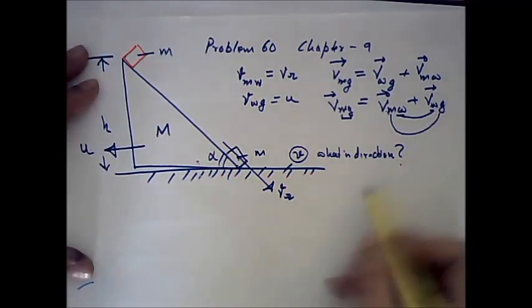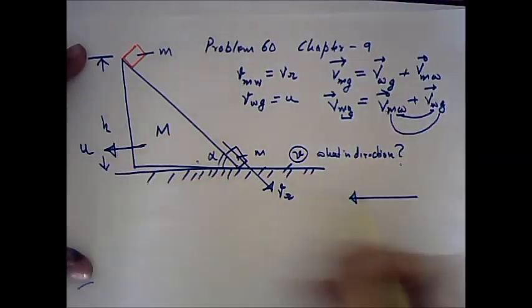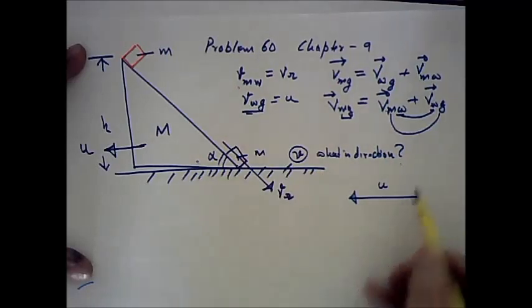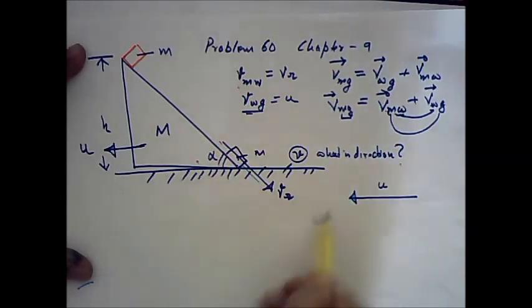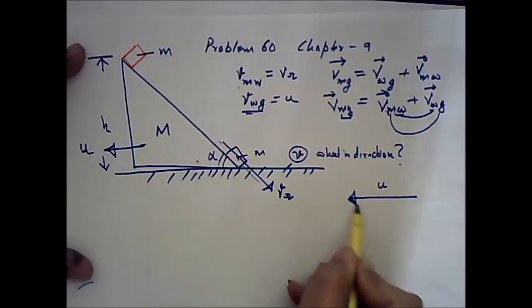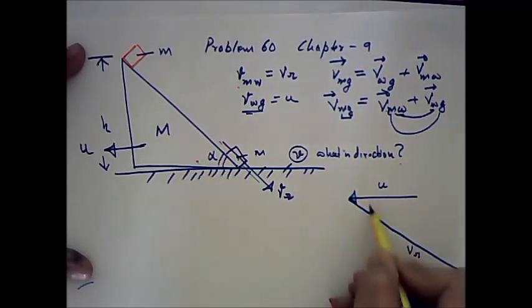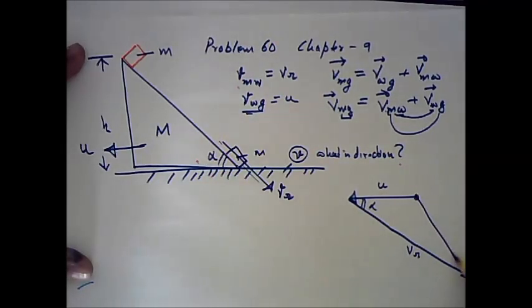Velocity of wedge with respect to ground is like this. We know it is horizontal, so it is U. Now velocity of mass with respect to wedge, we know it is in this direction at this angle, but you start from the head, because they are adding. So this is Vr and this is angle alpha. You join the two, this is the resultant. Now you join and make it further like this.